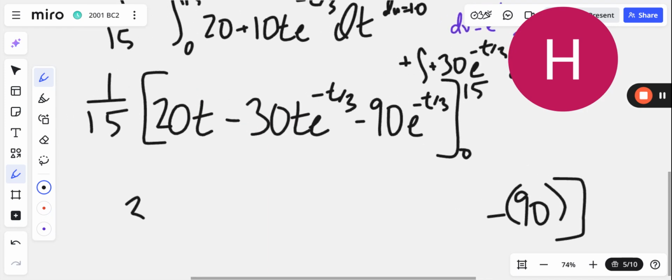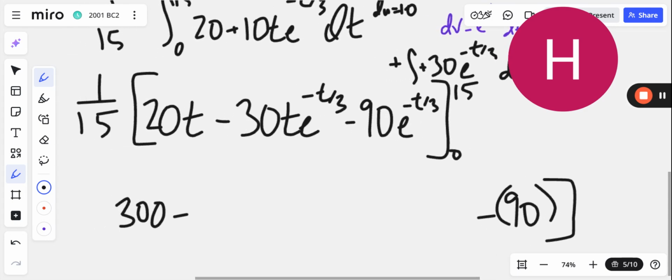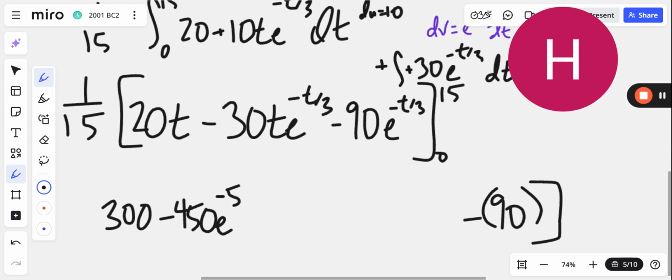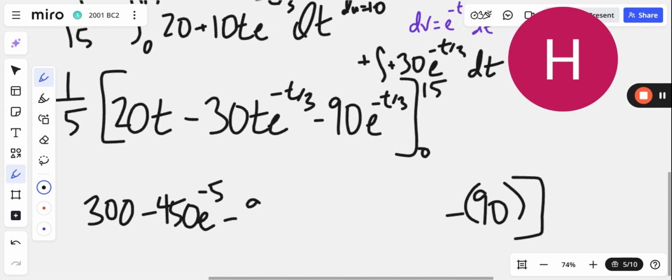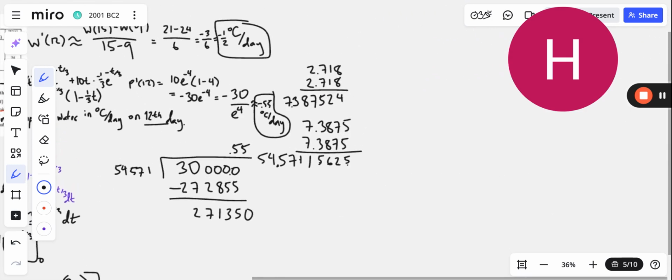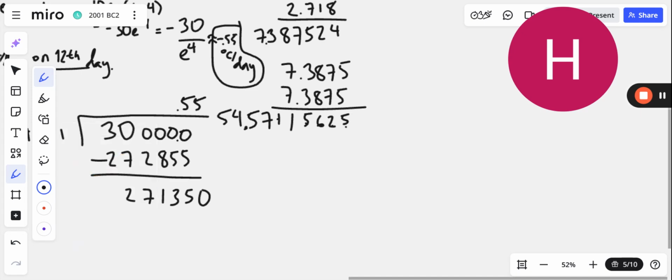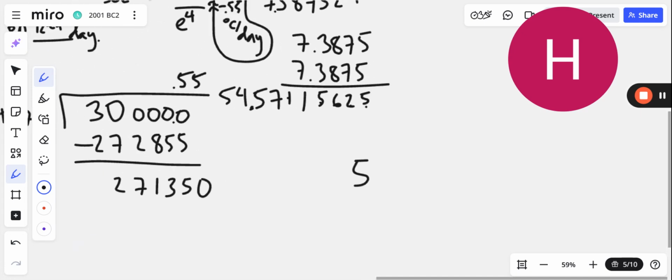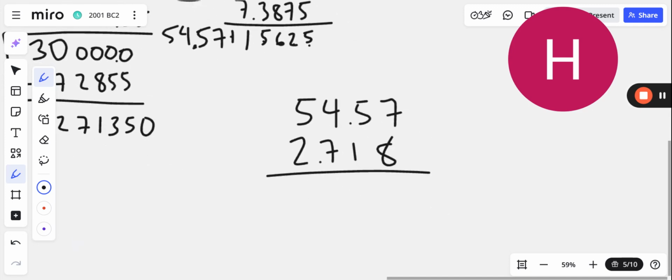So 15 times 20, we get 300, minus, oh boy, 30 times 15 is 450 e to the negative 15 over 3. So e to the negative 5, minus 90 e to the negative 5. Goodness, so what is e to the 5th? Maybe we can figure that out by taking this 54.57 and multiplying it by 2.718. Let's see what we get here.